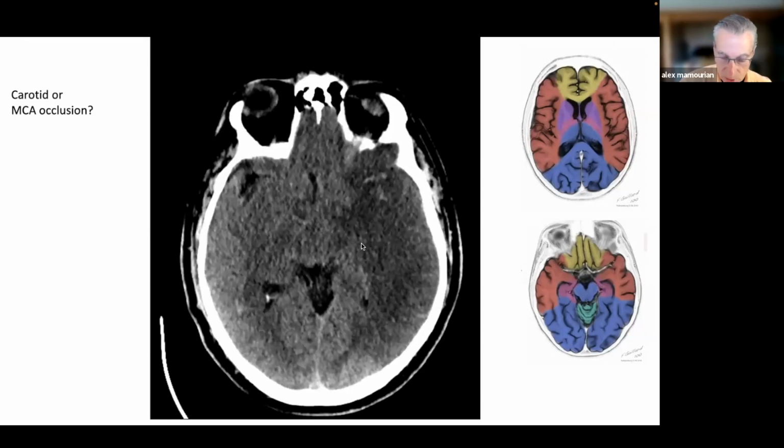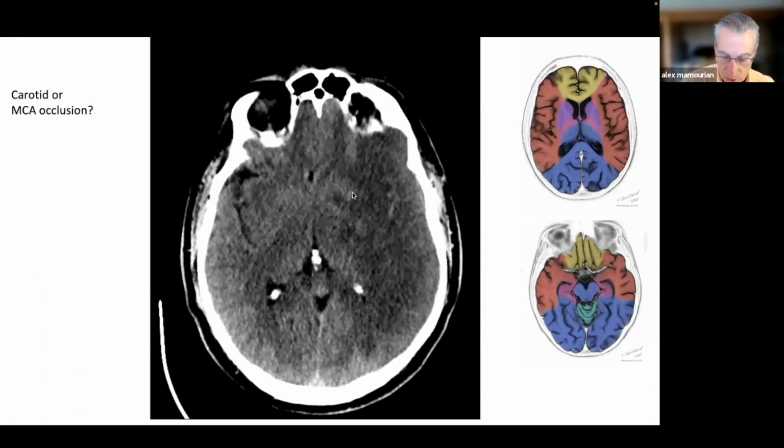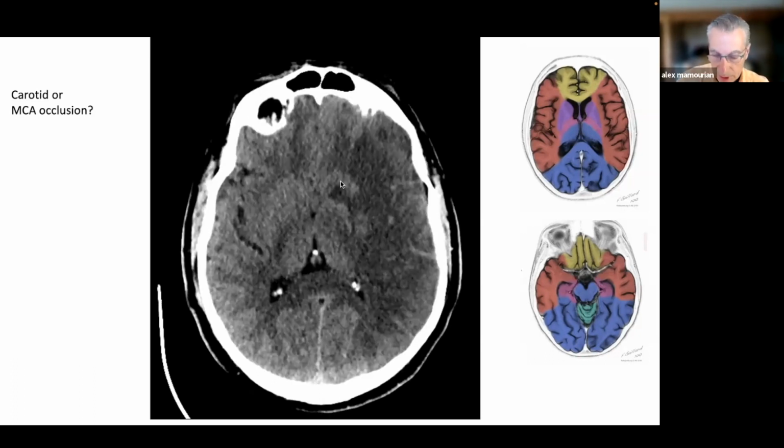Now let's look at the basal ganglia in this patient. You see there's a little bit of the caudate and the putamen that is spared in this location. This would suggest that the A1 segment is patent and we're getting blood supply to these structures here in the inferior caudate and putamen, and yet we have involvement of much of the lentiform nucleus. So this one you would favor an MCA occlusion rather than a distal internal carotid artery occlusion.